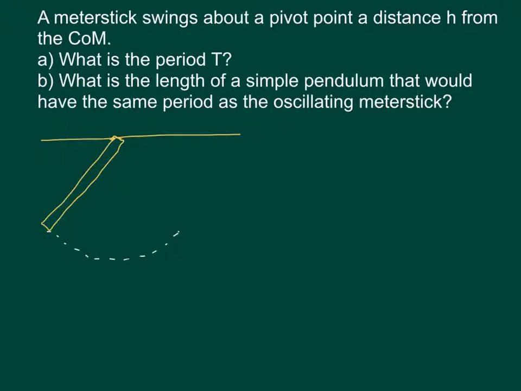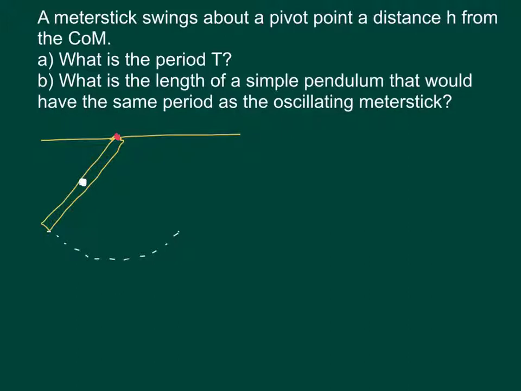So let's try a sample problem that hits at both a physical pendulum and a simple pendulum. We have a meter stick swinging about a pivot point, and it's a distance h away from the center of mass, so that's convenient for our formula. Our pivot point is going to be up at the top here, and our center of mass, in white, will be right at the center of our meter stick. If we have a nice uniform meter stick, which we do here, the center of mass will be exactly half the length of the meter stick.